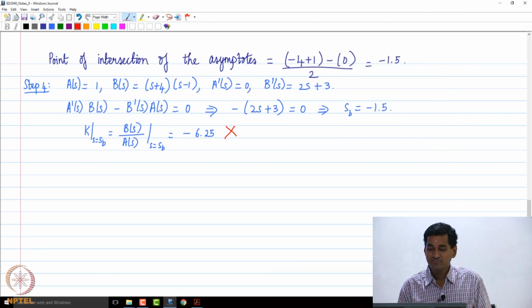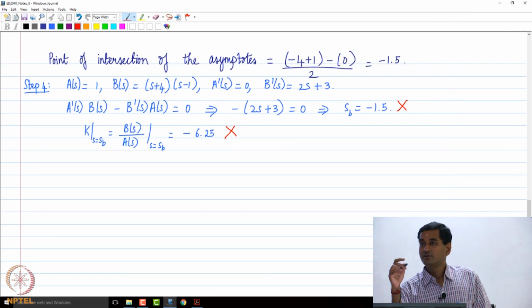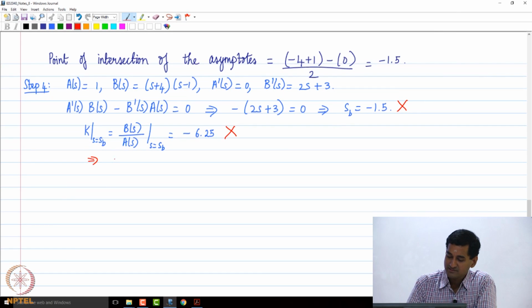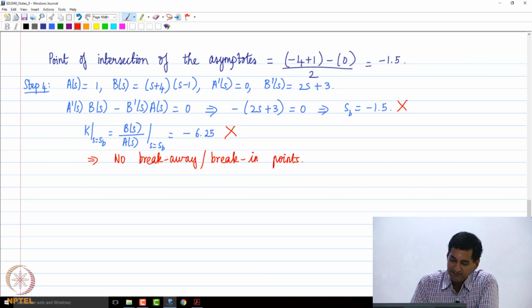So you see that the value of k is negative, so consequently there are no breakaway or break-in points for this particular case. So now let's go to step 5. What is step 5?